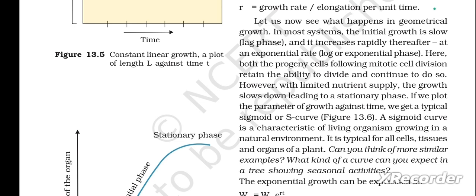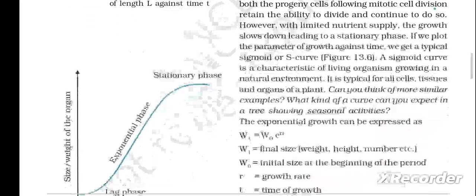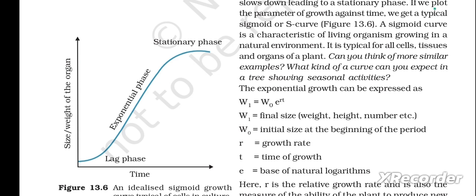A sigmoid curve is a characteristic of living organisms growing in the natural environment. It is typical for all cells, tissues and organs of a plant. Can you think of more similar examples? What kind of a curve can you expect in a tree showing seasonal activities?